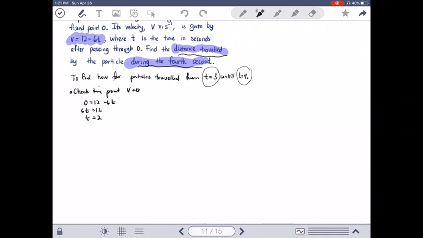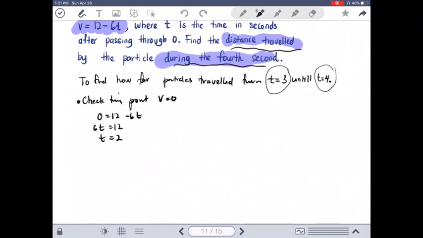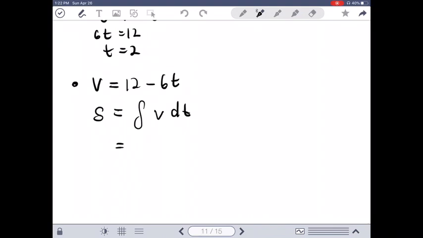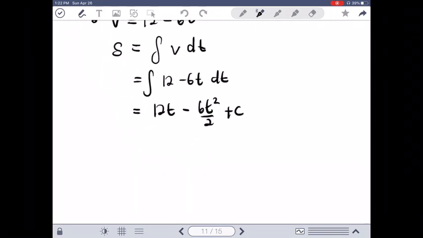So from t3 to t4 is just a straight line. So we just need to find the value of s when t equals to 3 and the value of s when t equals to 4. But before that, we were given v equals to 12 minus 6t. So if we want to find s, we need to integrate v with respect to t. So we just do the normal integration. So it becomes 12t minus 6t squared over 2 plus c. So you should get 12t minus 3t squared plus c.